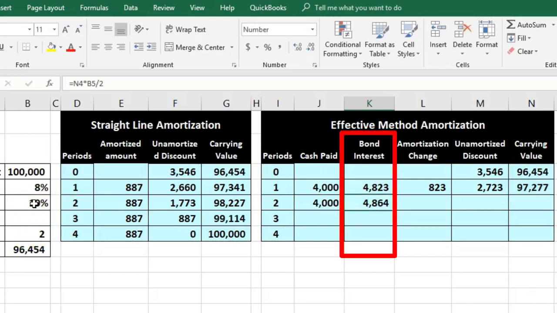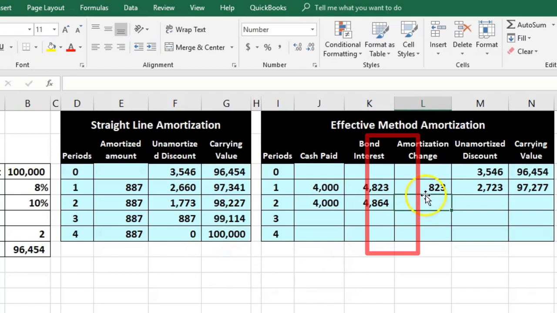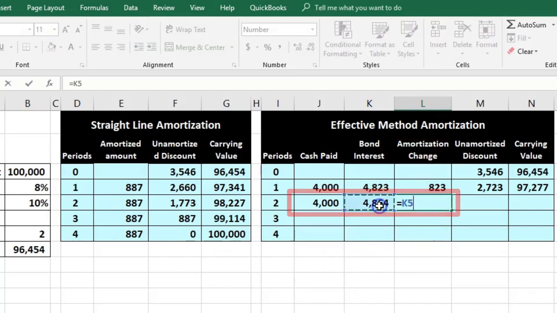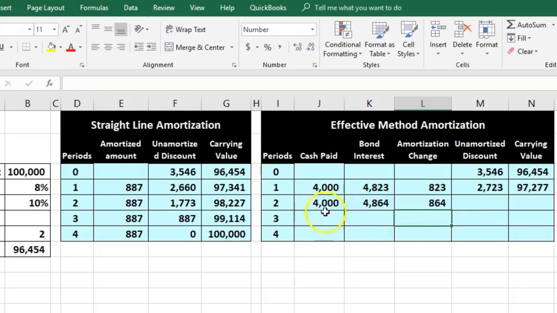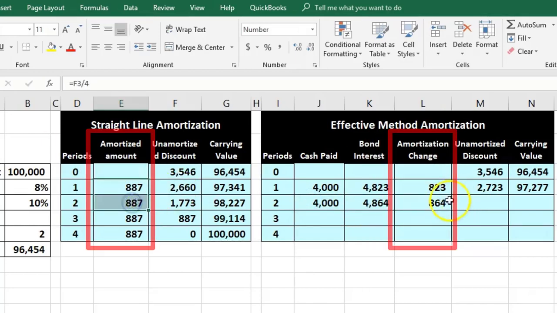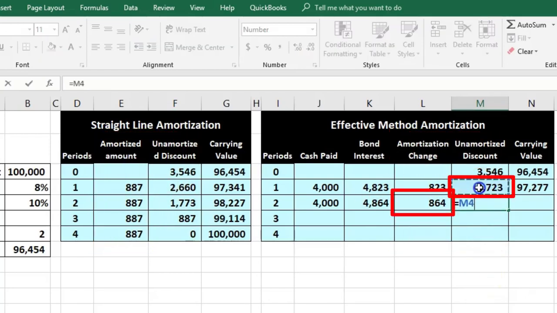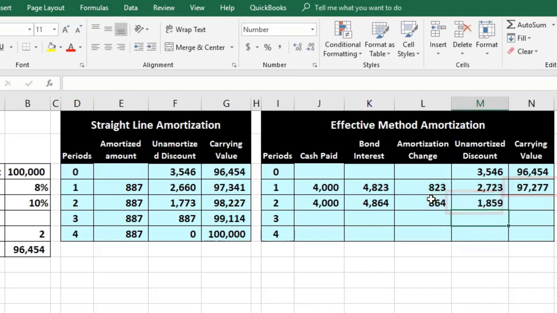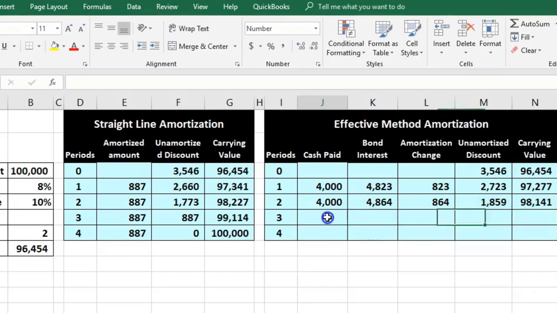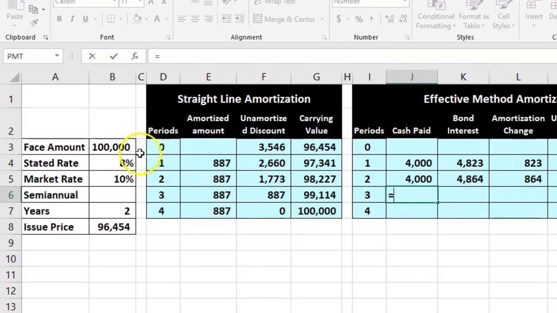And as we can see, these amounts then change. So the amortization amount here is gonna be equal to the difference, this number minus this number. And you can see these numbers are changing as opposed to these here. So if we subtract those out, then we're gonna say this is the prior unamortized discount minus the 862, giving us the 1,859. And then the carrying amount will always be the 100,000 minus the unamortized. So we'll do this again. If we do this again, we'll say this equals the payment. We could just say it's the 4,000, it's the same, times the stated rate divided by 2.